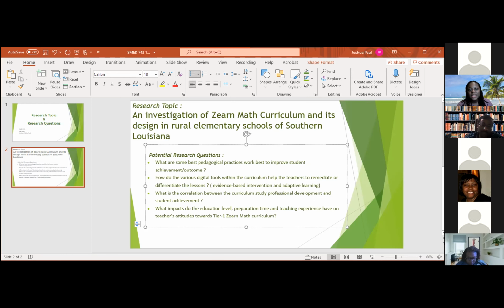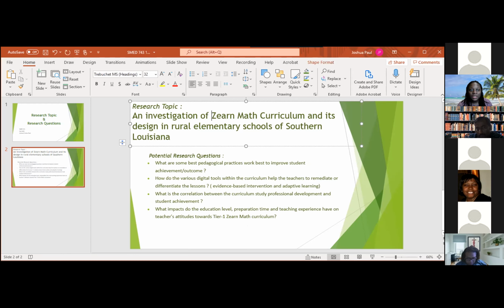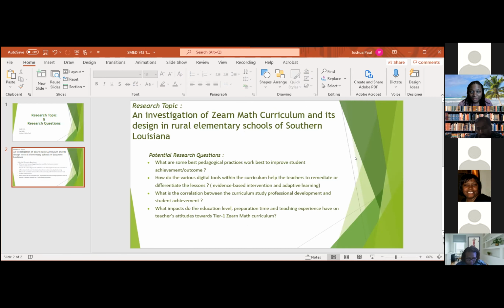And the same thing I said to Erica and Rochelle applies to your research topic: you need to be more specific, because right now it just says it's an investigation of the curriculum and its design. So what about it? Is it really determining the best pedagogical practices using Zern math curriculum and its instructional design, or something along those lines? What is the focus of this work? Because that helps you with your questions as well, because it gives you direction.